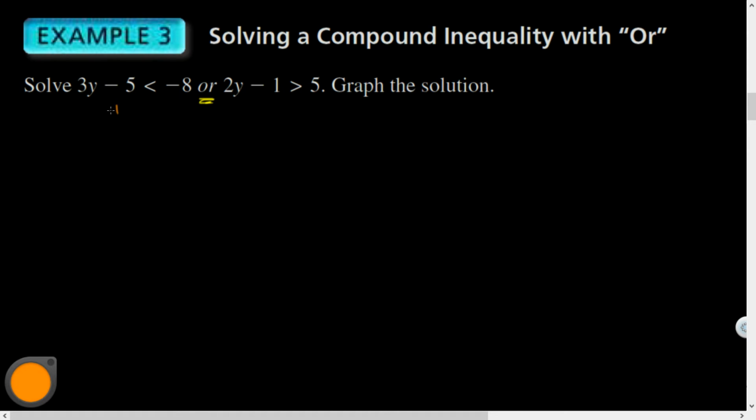So let's see. I'll do this quick. Add 5, add 5. Over here I would have added 1, added 1. I'm just trying to minimize swapping colors. So 3y is less than negative 3. Over here I'd have 2y is greater than 6. Divide both sides by 3. Over here, divide by 2. And I will get y is less than negative 1. Oh wait, do I have to flip the sign?